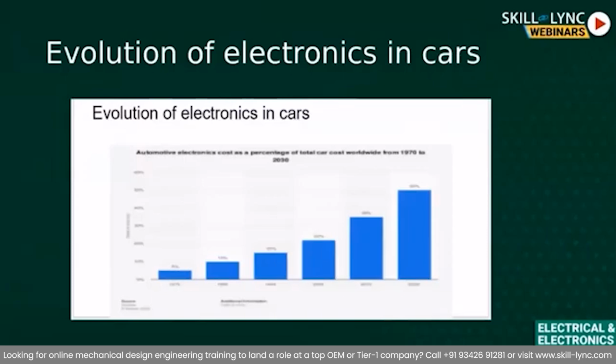So as you can see, in the x-axis, you have the years starting from 1976 till 2020, and of course, it is also projected till 2030. In the y-axis, you can see the cost of electronics in terms of percentage of total cost of the car. And as you can see in this slide, the cost of electronics as a percentage of total cost of car worldwide from 1970 to 2030 is gradually but steadily increasing. By 2030, it is predicted that 50% of the total cost of automobile will be due to electronics in it. Okay, so now let's move to the next slide.